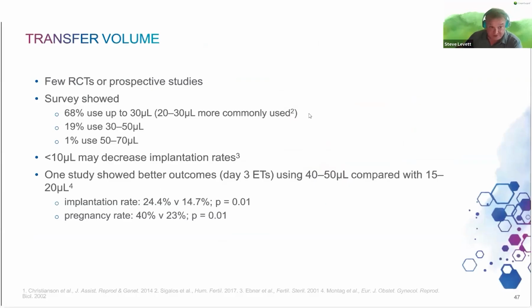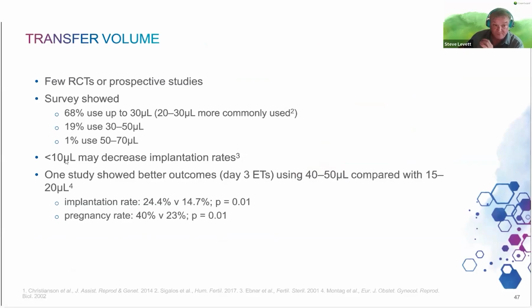So transfer volume, as I mentioned, is important. There are very few randomized control trials that help us too much. Surveys showed that most people use up to 30 microliters, and 20 to 30 is more commonly used, but some use more and some use a lot more.